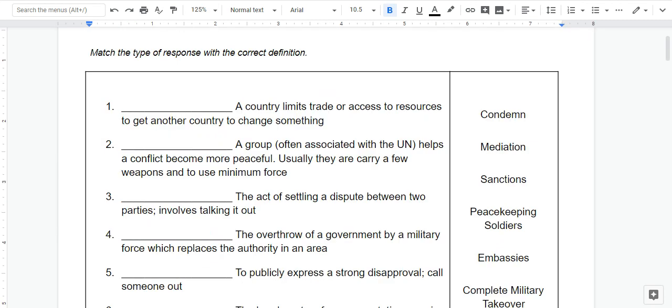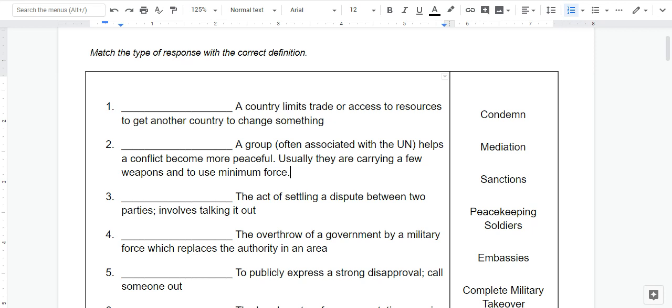Number one, a country limits trade or access to resources to get another country to change something. Two, a group often associated with the UN, which means United Nations, helps a conflict become more peaceful. They usually are carrying a few weapons and use minimal force. So they aren't there to fight.